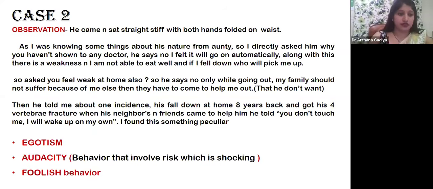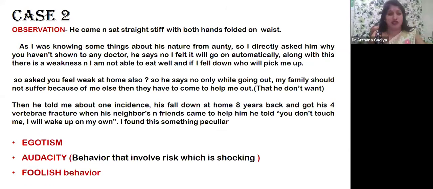I got a hint of egotism there, as I knew some things from the relatives. He asked why the patient visited a doctor. He was telling me, I thought it would go away automatically. Who thinks the cough will go away automatically in the COVID time? Everyone was panicking, but this patient didn't panic. This patient felt, I'm well, nothing has happened to me.